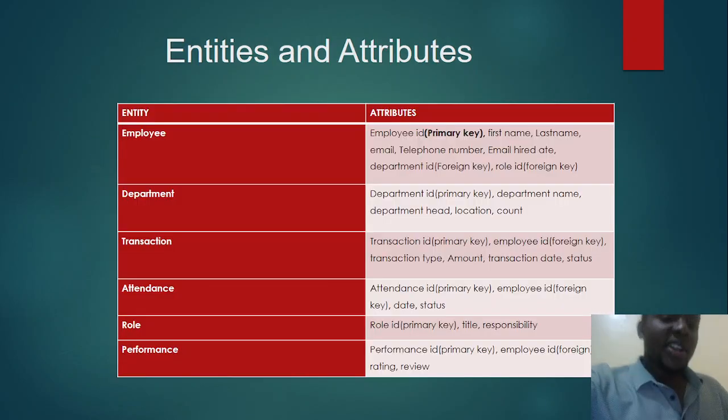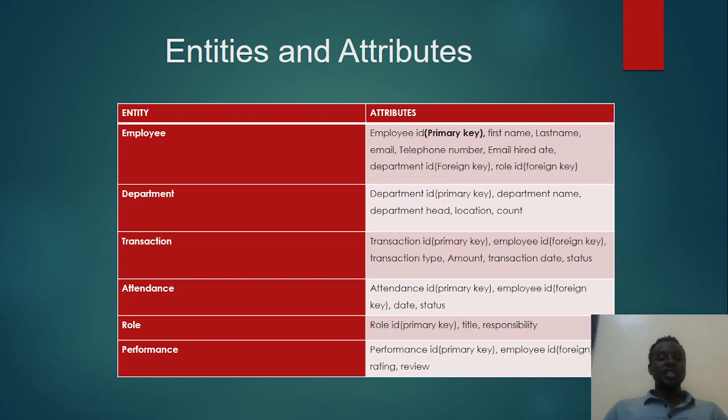So our database has the following entities: an employee entity. This is the table which houses all the employee credentials: the first name, last name, email, telephone number, hire date, the department, and the role they have. And next we have a department ID. This is which department they belong to, the name of the department, the head of the department, the location, and the count, which stands for the number of people in that specific department.